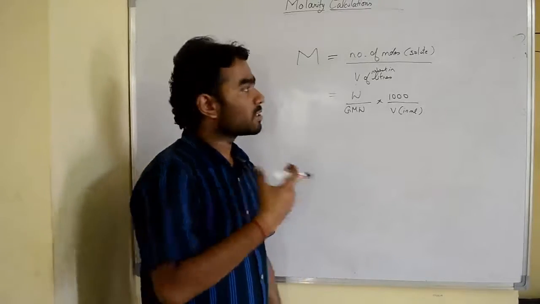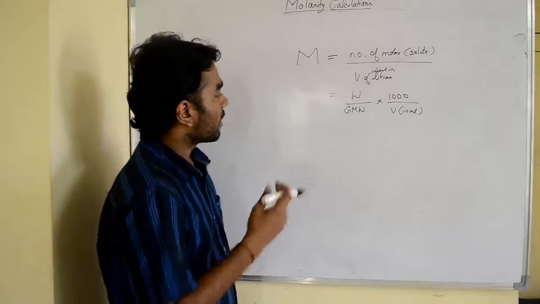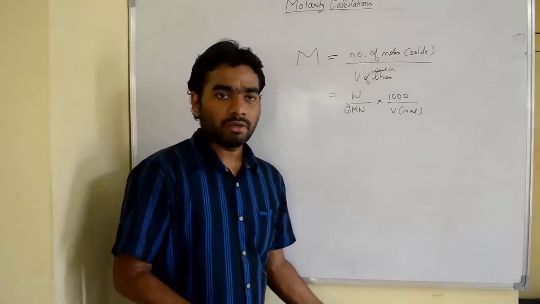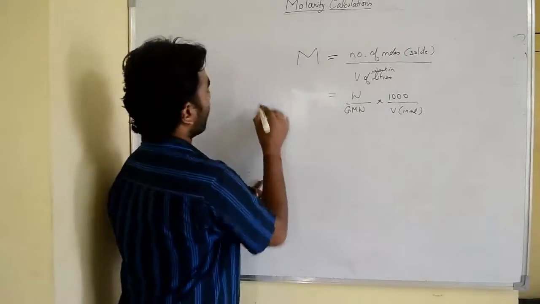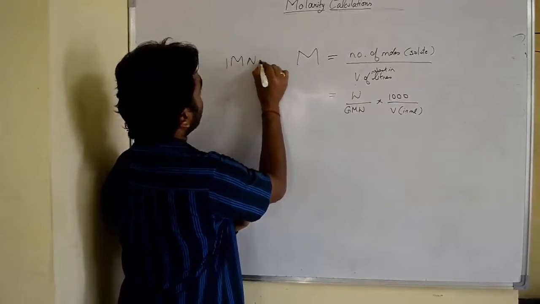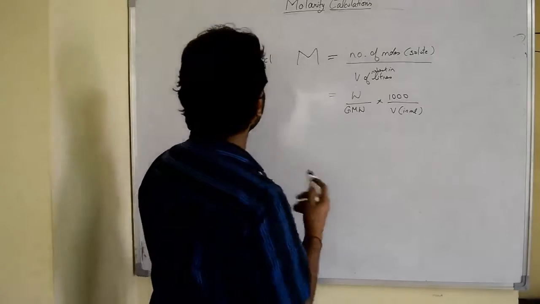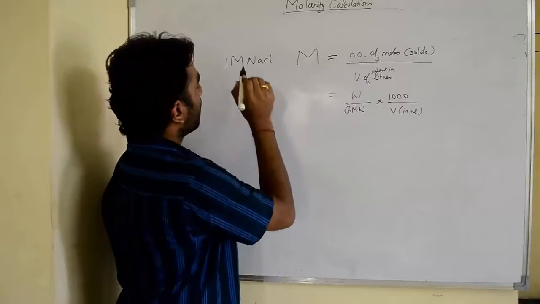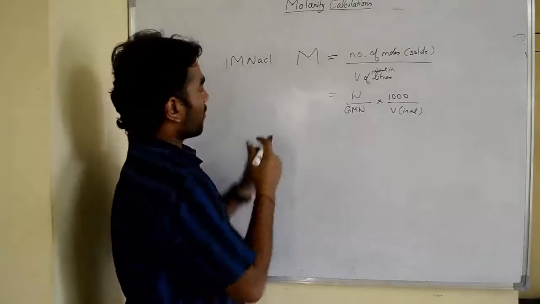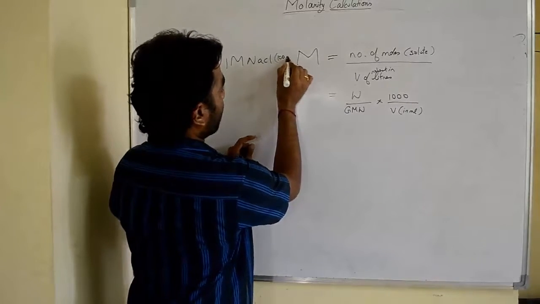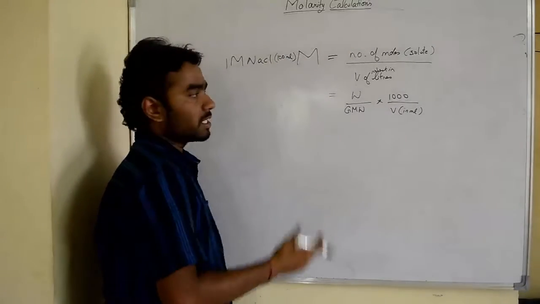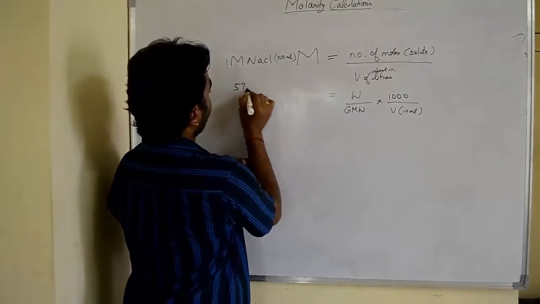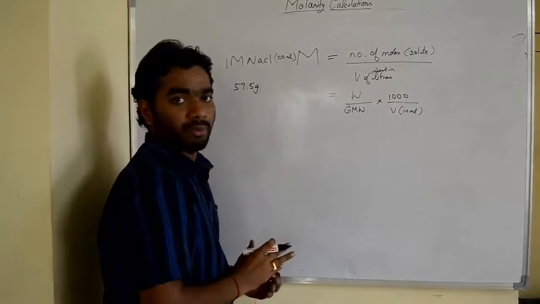So how do we use this formula in a practical way? For example, I am asked to prepare 1 molarity of sodium chloride. So how would I calculate it? Firstly, I have to know the molecular weight of sodium chloride, and I am asked to prepare 1 molarity of sodium chloride of 100 ml. Just imagine. The molecular weight is 57.5 grams for this sodium chloride.